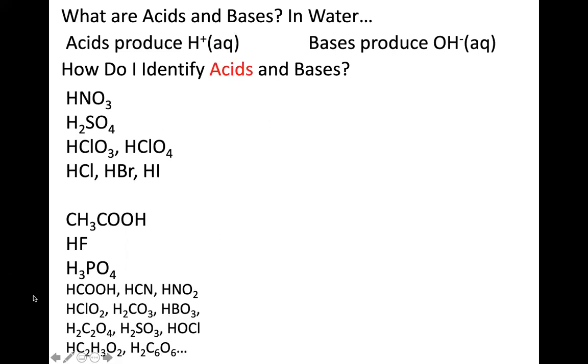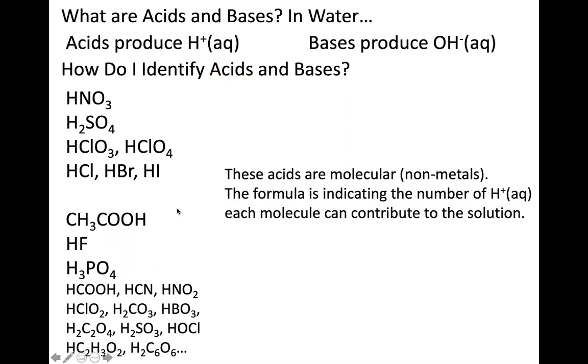Let me list a whole bunch of acids for you here, and let's try to make sense of this. All of these are acids, and I give an ellipsis at the bottom, meaning there are many more acids in the world. How do I begin to make sense of this? So first of all, these are molecular substances. In all of these cases, I only see nonmetals. I see elements like hydrogen, nitrogen, oxygen, sulfur, chlorine, fluorine. These are all nonmetals from the right-hand side of the periodic table, with hydrogen there too.